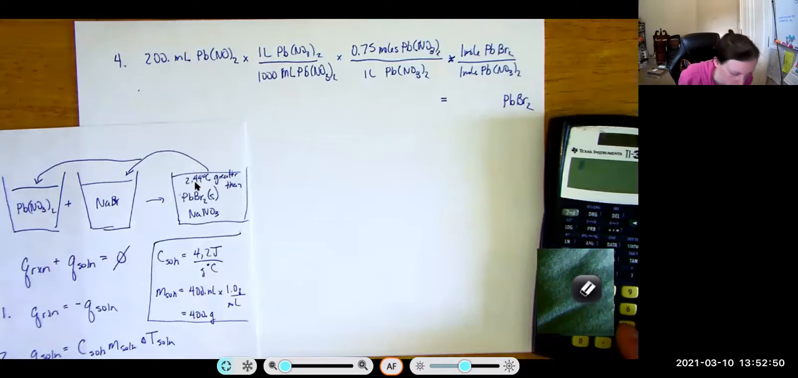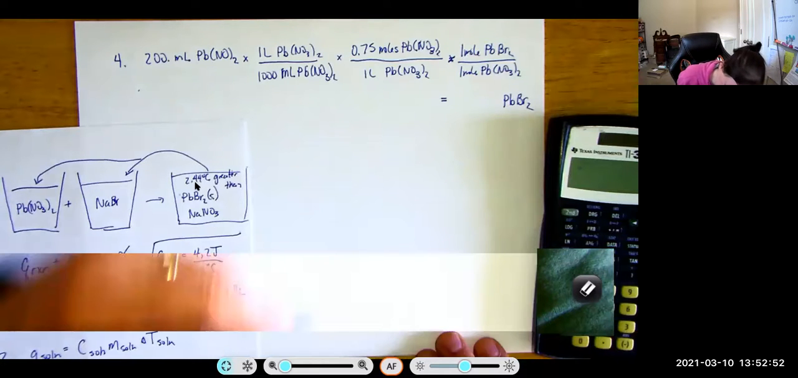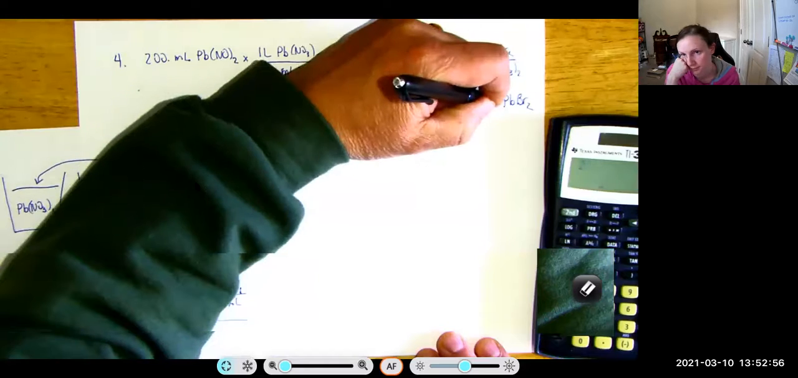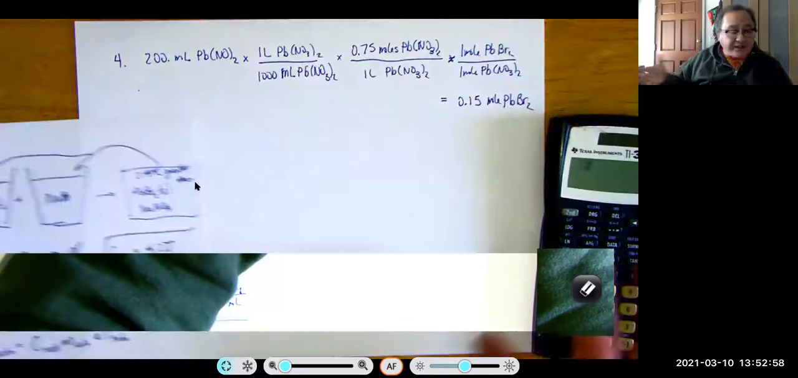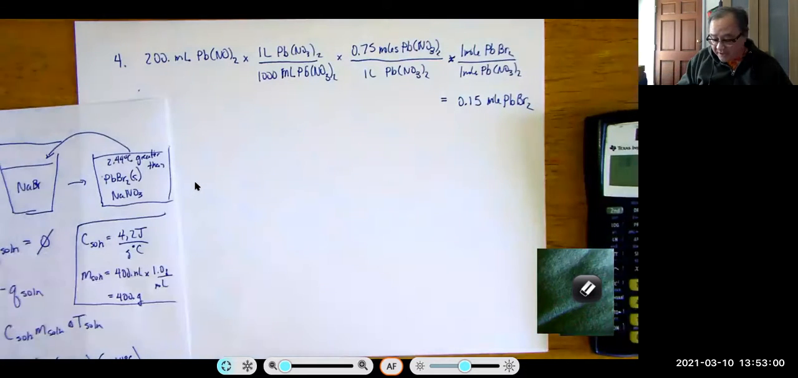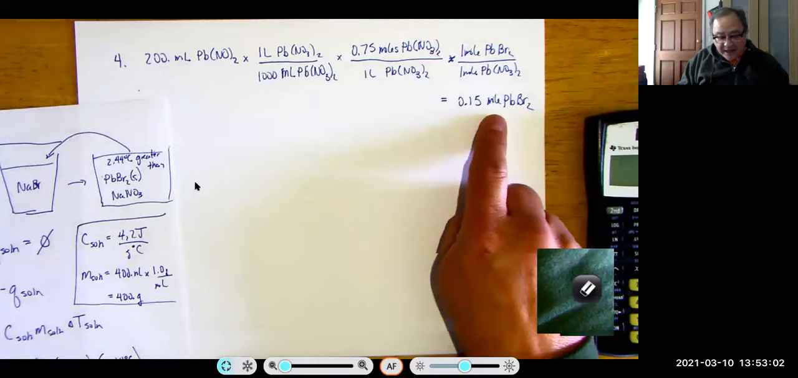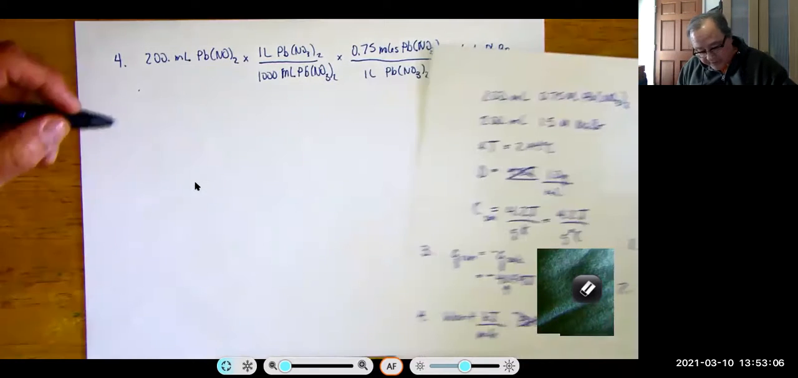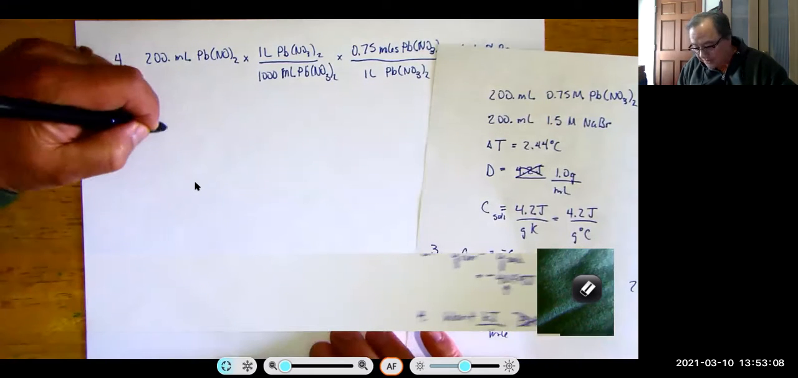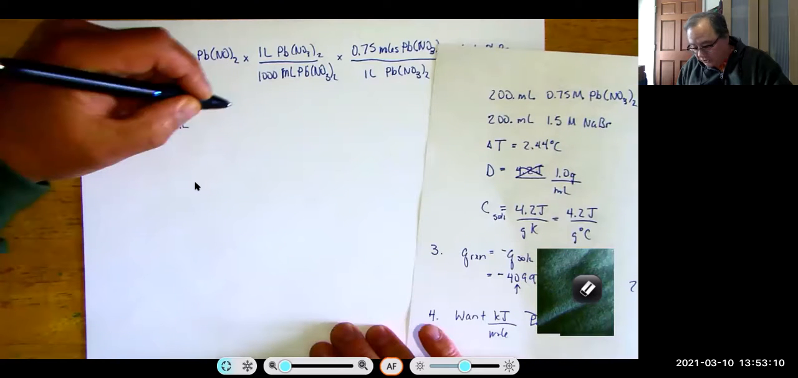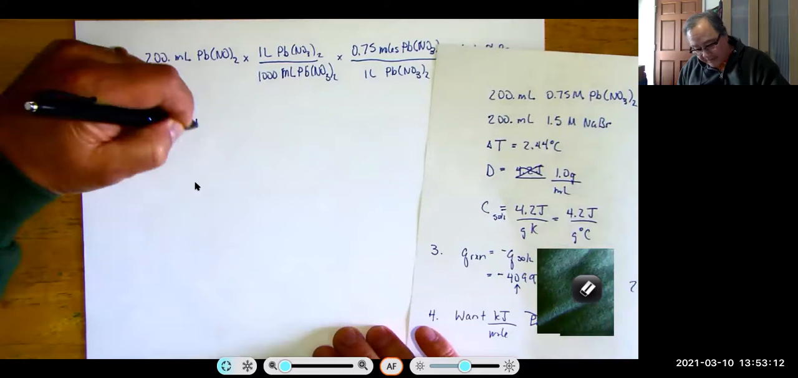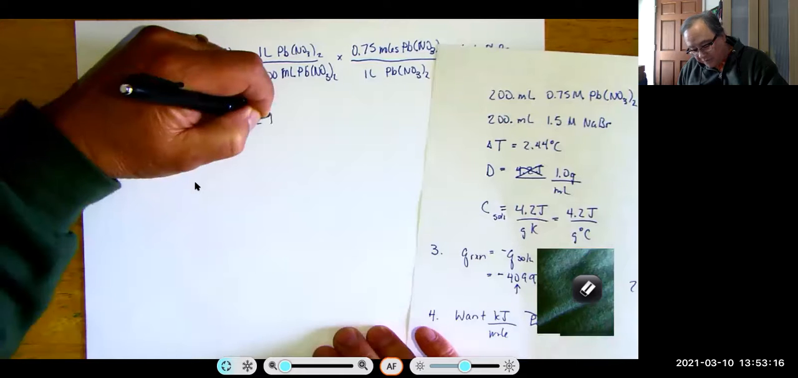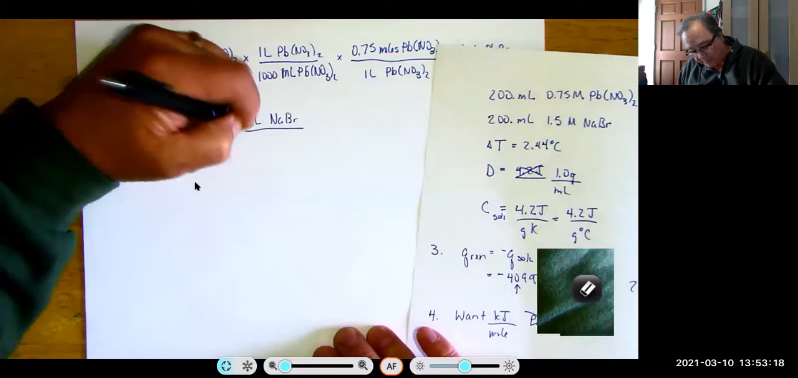How many significant figures? 2. There's 2, right? And it's 0.150 if we kept extra digits. So 0.15 moles. But how do we know that all of this reacts? Well, what we're going to do here is we're going to take our 200 milliliters of sodium bromide and do the same thing. How does this differ from the previous problem?